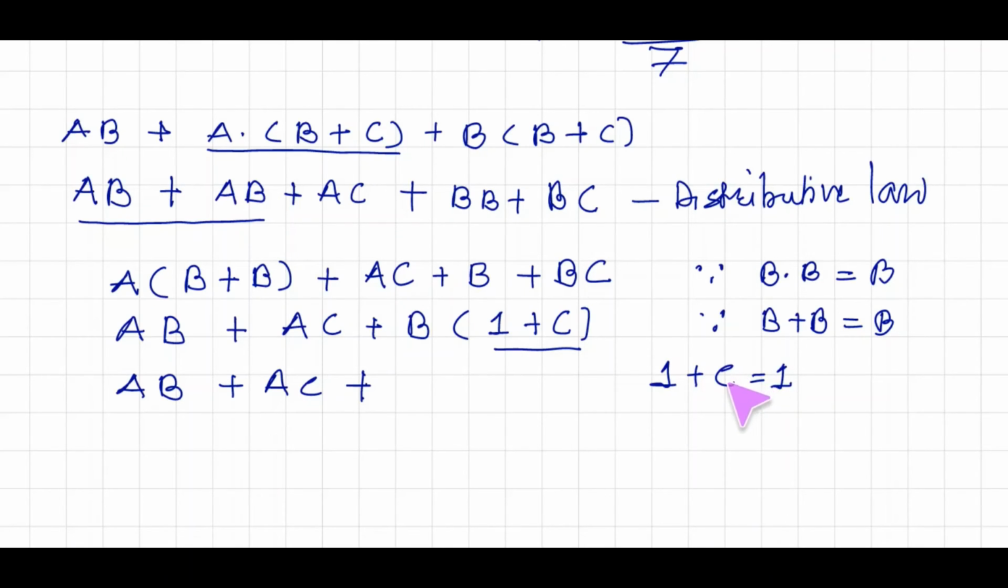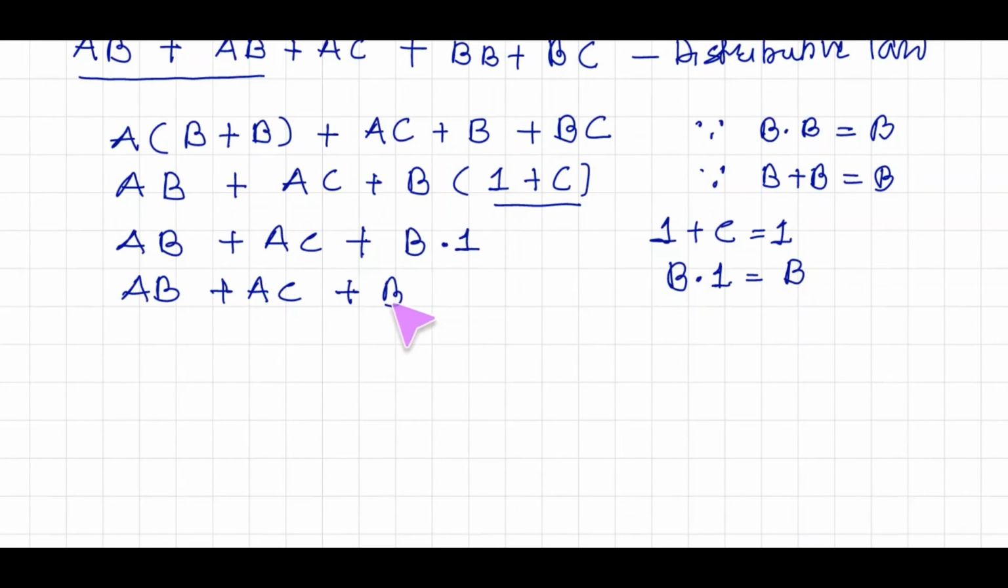Okay, that thing we are going to put here, that is B dot 1. But remember that B dot 1 is always B. So if B is 0, 0 into 1 is 0. If B is 1, 1 into 1 is 1. So B dot 1 is equal to B. So we can write, here it is AB plus AC plus B.